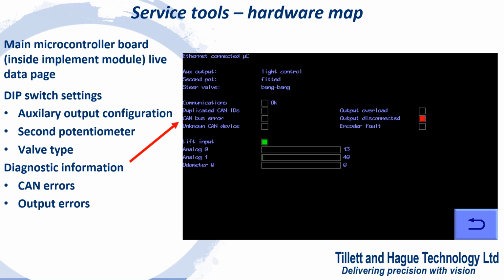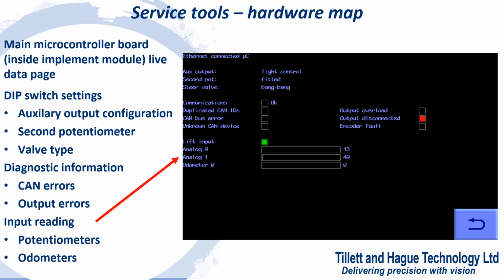The central block gives diagnostic information relating to CAN bus and valve outputs. For example, in this case, a red square is warning that there is no steer valve connected. The bottom block of 4 parameters relate to inputs. The green square indicates that the lift sensor has been triggered. The 2 potentiometers are both connected and are almost fully retracted. The odometer is indicating that the machine is not moving.